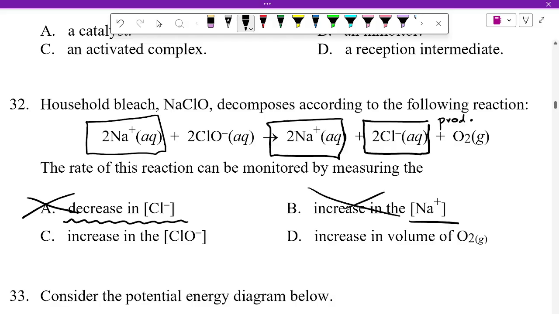An increase in the concentration of ClO. ClO is a reactant. Is it going to increase or decrease? It's going to decrease, so this would have to be wrong. And an increase in the volume of O2, we have made some O2, so yes, that will go up. Yes? Okay.